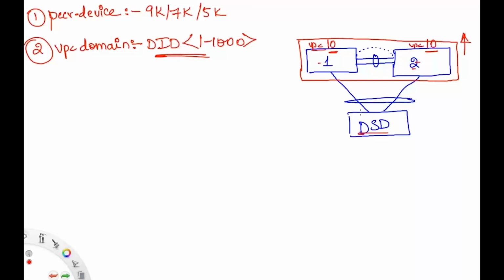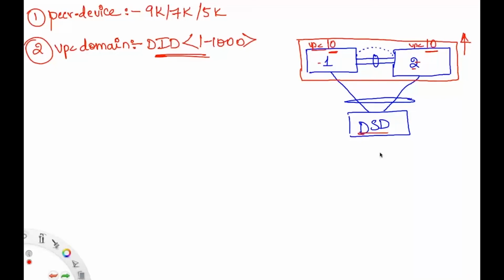Did everybody understand this? Yes, when you configure VPC between two peer devices, configure the domain ID. The domain ID must be the same, otherwise your VPC domain will not come up. Only after the VPC domain comes up and is active, that is when these two switches logically appear as one. Did everyone understand?